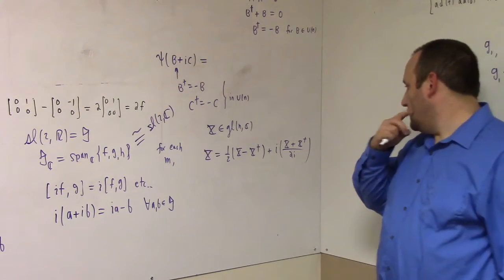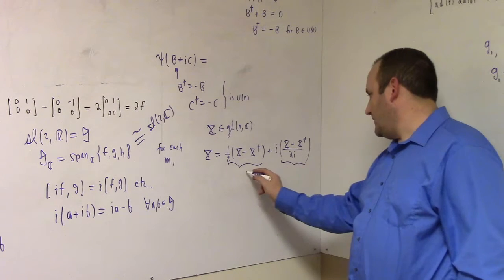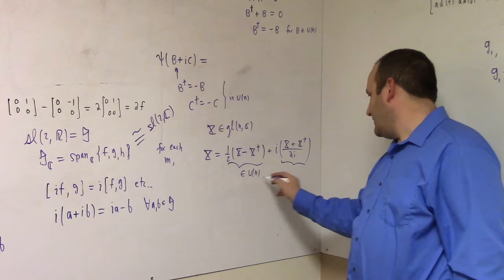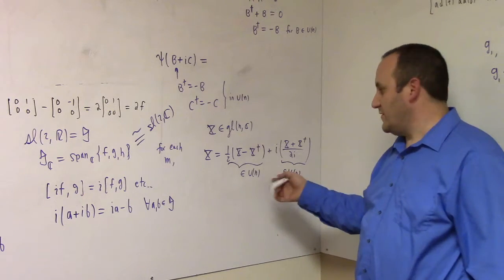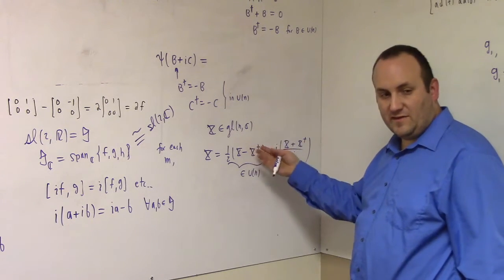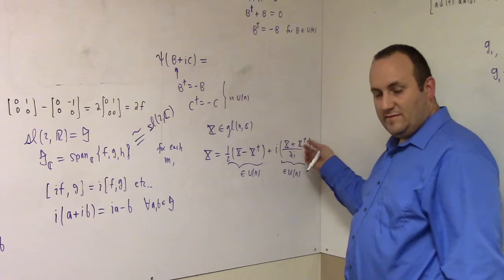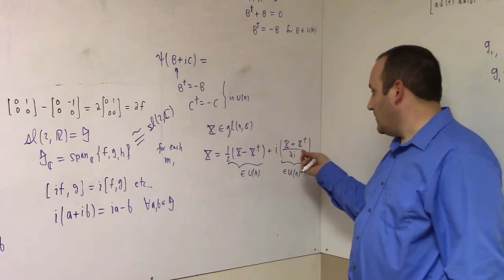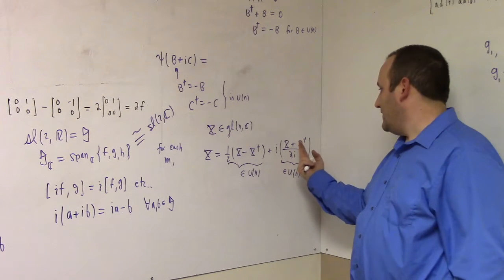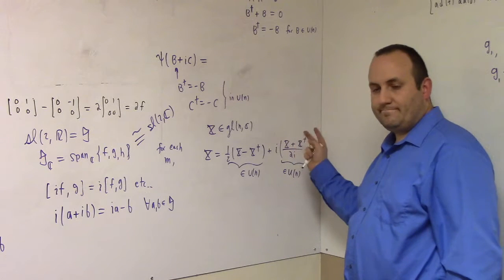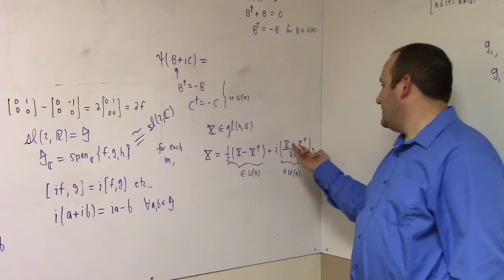The point is that this and this are both in U(n), because they're skew Hermitian. If you take the dagger of these, you get minus what you started with. Remember, it's a conjugate transpose, so it makes this go minus, and this is just a Hermitian matrix.